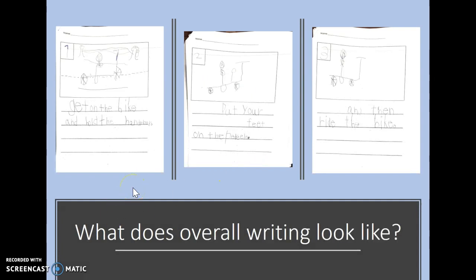What does overall writing look like? Well, let's look at this friend's paper. They are talking about riding a bike. And it says, step 1, get on the bike and hold the handlebars. On page 2, we have put your feet on the pedals. We're still talking about the bike. And then on page 3 it says, and then ride the bike. This book was all about the same idea. It was all about riding a bike.